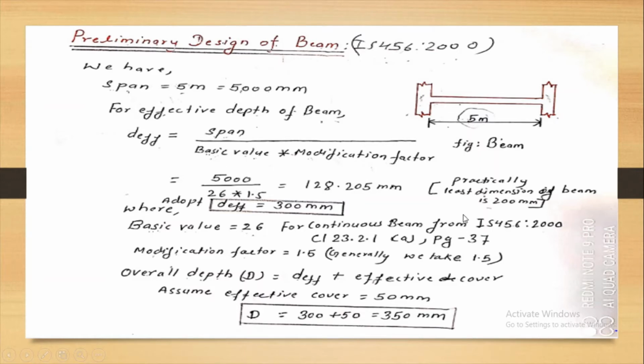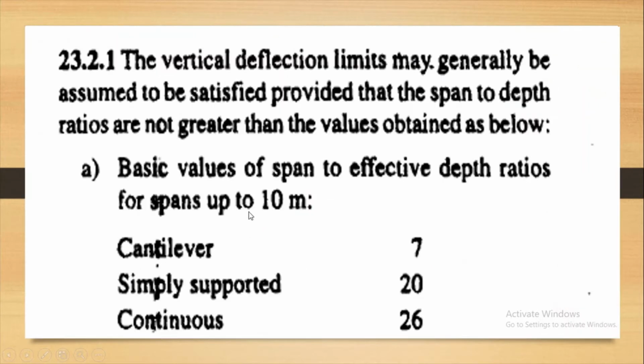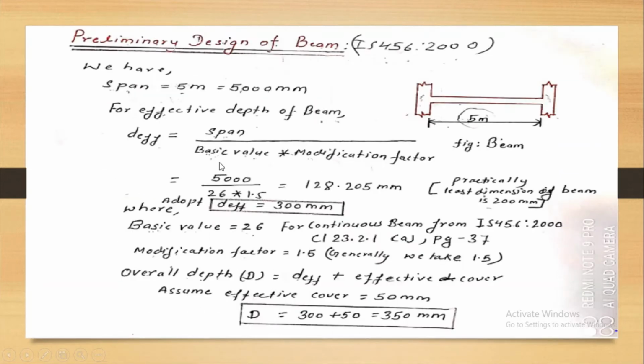For beams, as per IS 456:2000, clause 23.2.1, 8.a, the basic values of span to effective depth ratios are for spans up to 10 meters. We have a 5 meter span, so our case is inside these conditions and we can take the basic value from here. For cantilever beams, the basic value is 7. For simply supported beams, it is 20. For continuous beams, it is 26. We are designing continuous beams, so we take the basic value as 26. Look here, the basic value is 26, right?